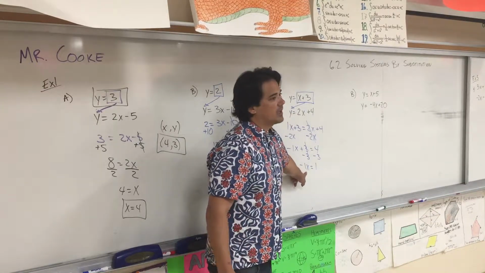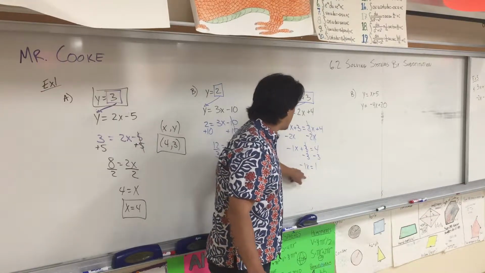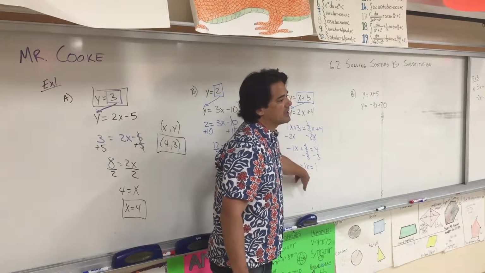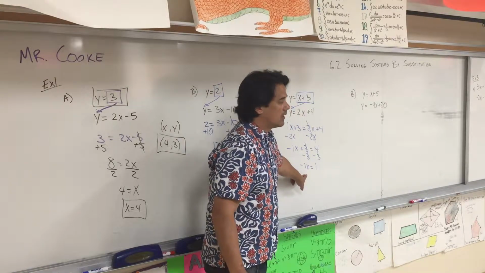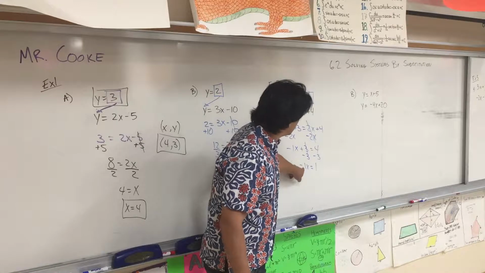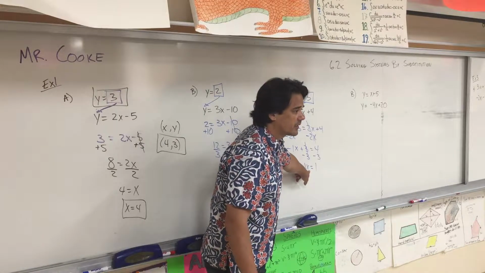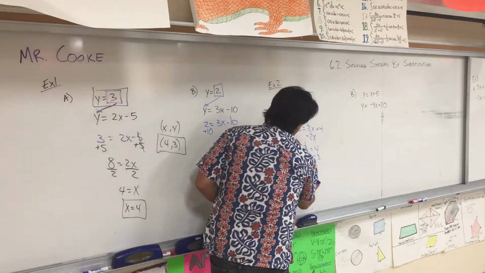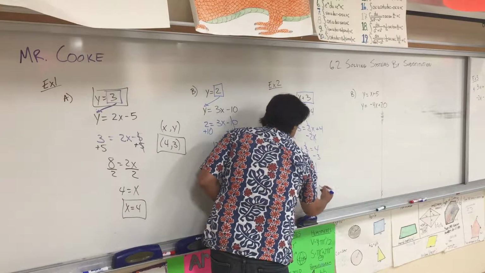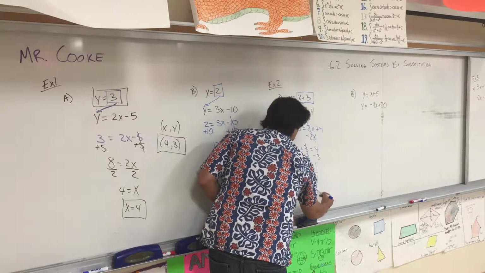Now, some students get confused here. Am I going to add 1 to both sides or divide by negative 1? Divide, right? Because this is negative 1 times x. Okay, so the opposite of multiplication is division. So x equals negative 1.